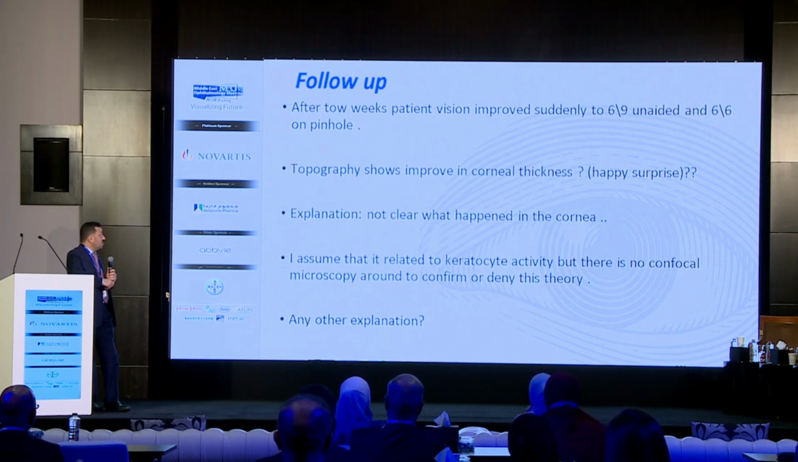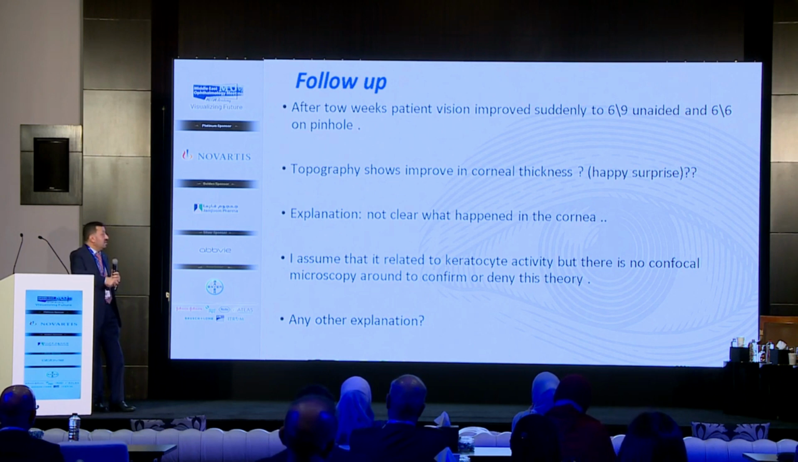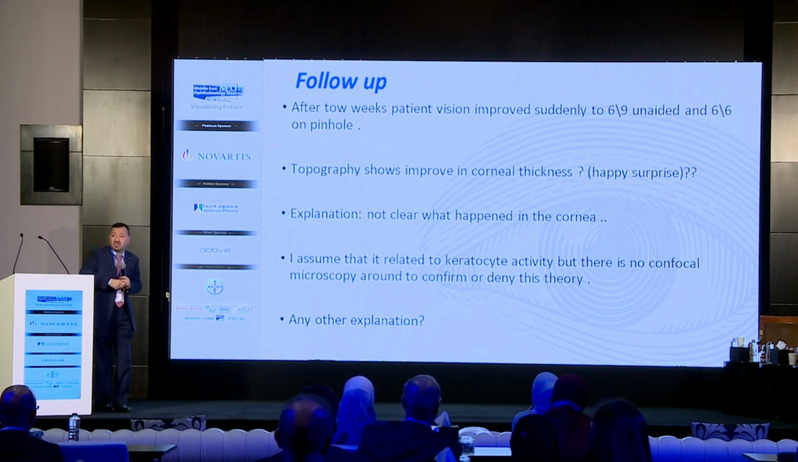After 2 weeks, the patient surprisingly started to report improvement in vision. Her vision became 6/9 unaided and 6/6 on pinhole. Topography shows improvement in the corneal thickness. And the explanation, to be honest, I don't have any real proof why this happened in this case. I assume that this phenomenon is related to keratocyte activity. But unfortunately, we don't have any confocal microscopy around to show or prove that the keratocytes were activated in this case.